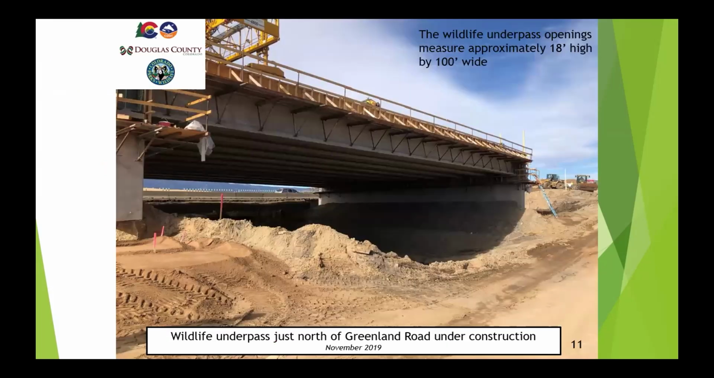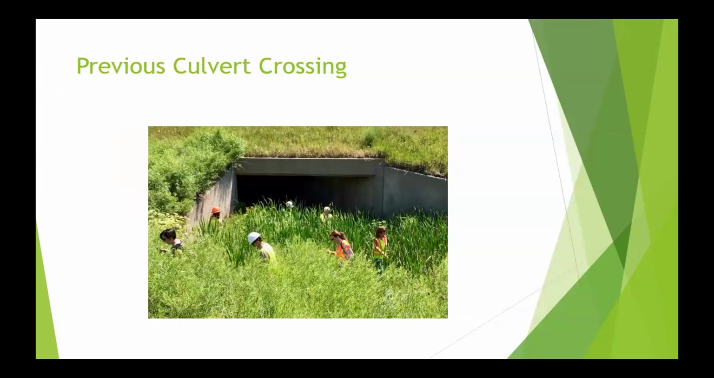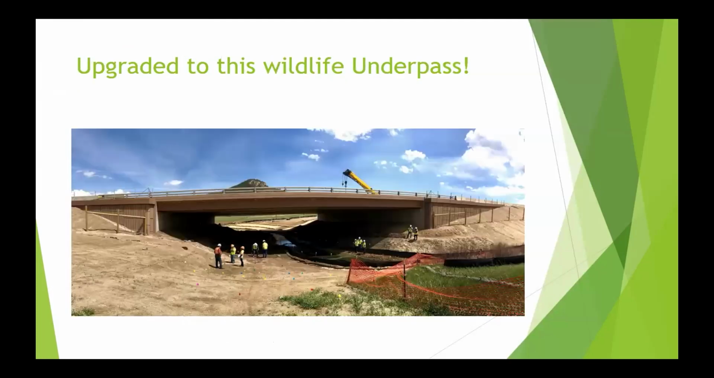This is an example just to show you the size and scope of these things. They need to have an openness factor to allow for ungulates to feel comfortable passing underneath. You know, hoofed animals, deer, don't like to go in caves or tunnels or canyons. It's just scary for them. So if it's more open, they're more likely to use it. This is 18 feet tall by 100 feet wide. One of our culverts went from this to this.